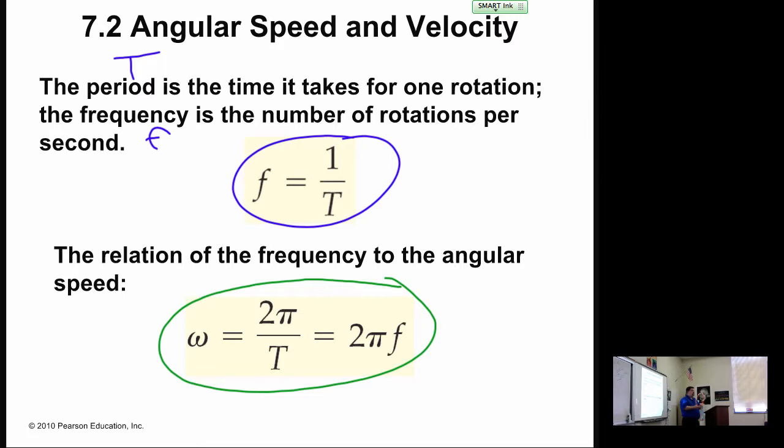And then the relationship, we said that the angular speed had a relationship too. And so if we take those previous equations that you've written down and we substitute a few things in, we'll get the relationship that the angular speed is 2 pi over T. And then remember that 1 over T is f. So if we replace this 1 over T with f, we get 2 pi f. Does that make sense?